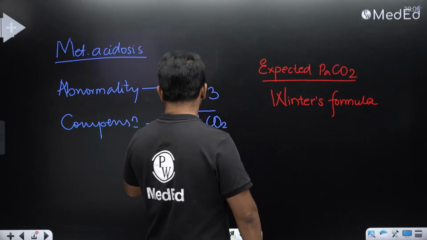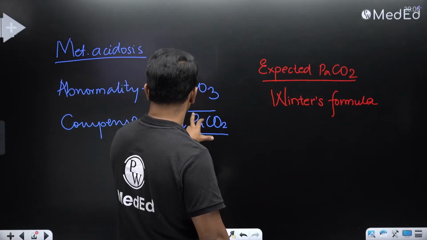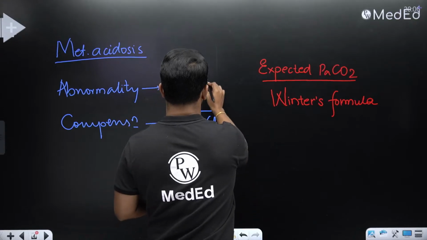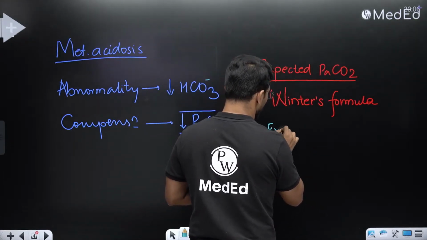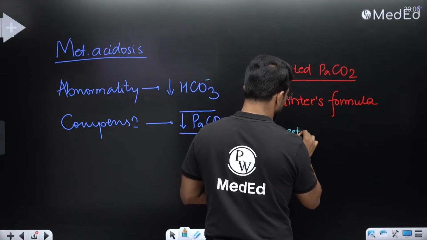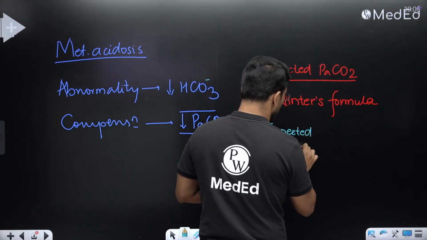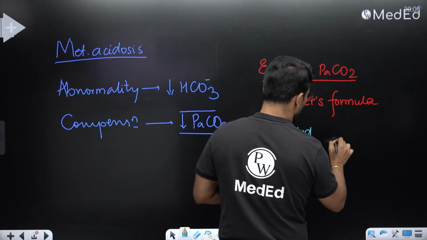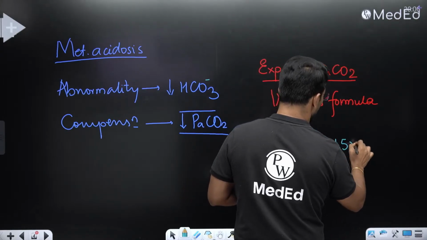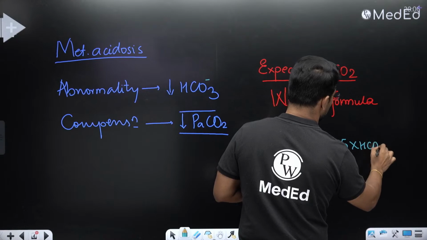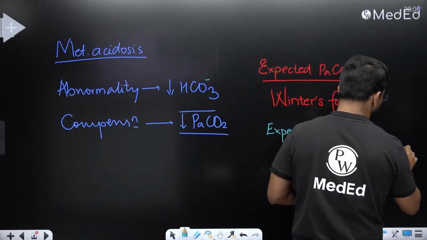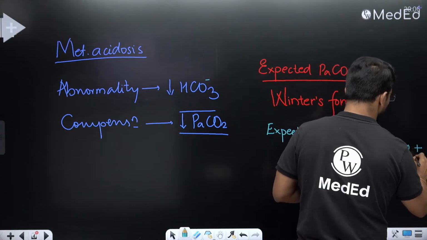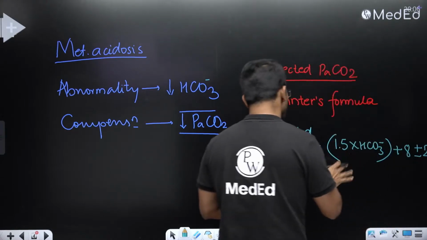For calculation of the appropriateness of PaCO2, we need to have the value of bicarbonate. So, the formula goes like this. Expected PaCO2 is equal to 1.5 into the patient's bicarb level, plus 8, plus or minus 2 to get a range. Okay, so let us apply this here.